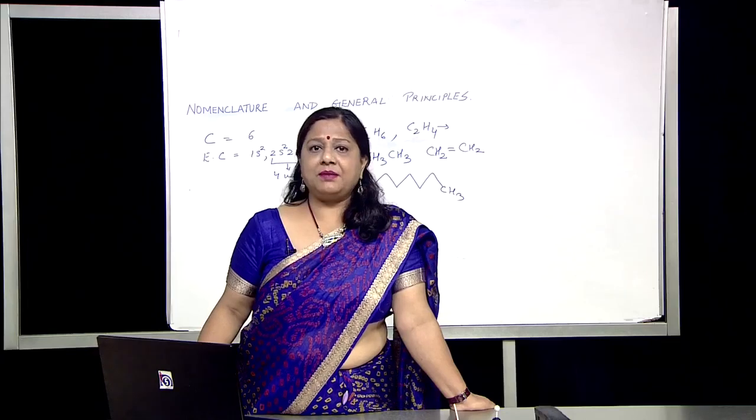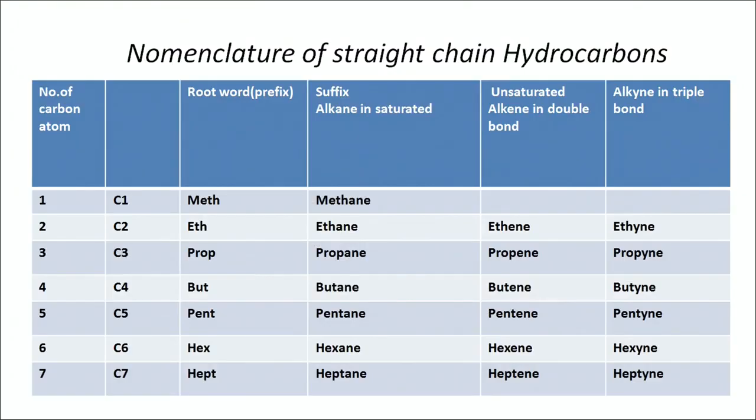Let us see the table. How do you call it? It is meth. When there is carbon 1, we call it meth, which becomes the root word, and the root word is taken as a prefix. So what will be the suffix then? If it is a saturated hydrocarbon, it will be ane. If it is unsaturated, containing a double bond or triple bond, it will be ene or yne.